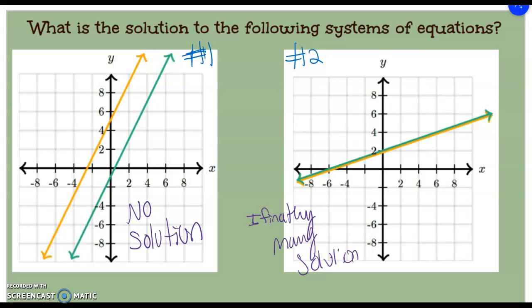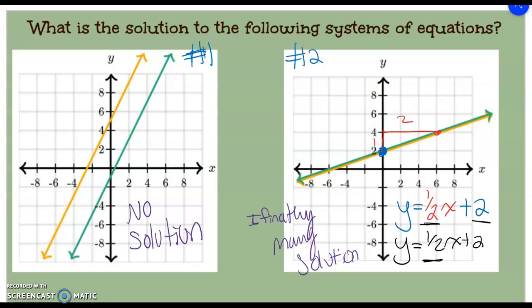The reason why is because if we see an equation, it means that they're literally the same on either side. So if this equation, which I'll solve for you, this line, the y-intercept is a +2. And if I rise and run, I have 1/2 x. So this equation is y equals 1/2 x plus 2. And if you saw both of them, it would look something like this. They have the same slope, same y-intercept, meaning they're exactly the same equation. Therefore, it's infinitely many solutions.